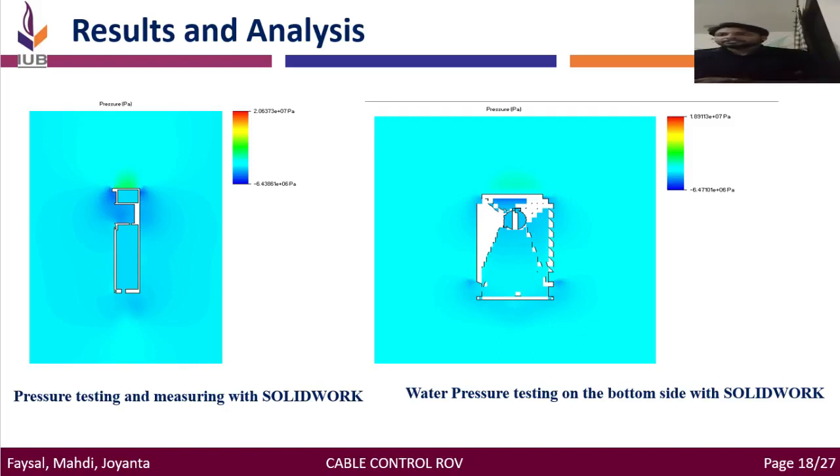On the right side you can see the pressure testing, water testing on the bottom side in SolidWorks. Here the white part indicates the things that are helping create the buoyancy force, so that the machine is not having that much pressure, but it is facing pressure on the left and right side of the bottom corner.